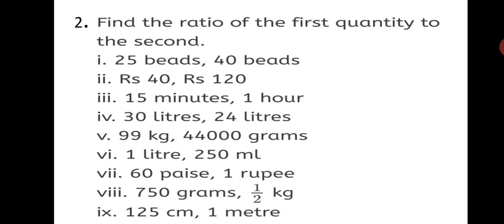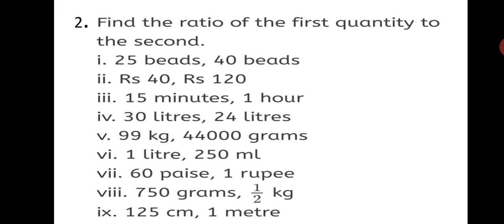Question number 2. Now we are moving on to question number 2. Find the ratio of the first quantity to the second. Again we have to find the ratio, but here we have some units like beads, rupees, minutes. Now you have to keep in mind that the units when comparing to ratio have to be the same in the numerator and denominator. So where do you find different? In the third sum, 15 is given in minutes and 1 is given in hour. So we can convert 1 hour into 60 minutes and make the unit same, minutes. So like that, you have to make the changes wherever necessary.